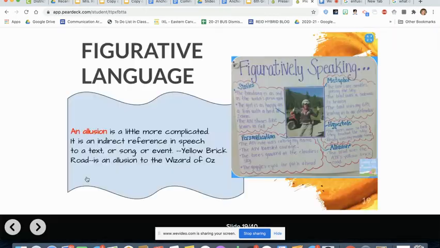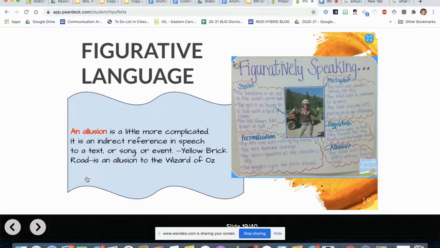The one that you may not know is an allusion. Now, allusions are a little more complicated because it's an indirect reference to something, an event, a text, a song. So in this one, you see that allusion says, the trail was the ATV's yellow brick road. Well, when we think of a yellow brick road, that's an allusion to the Wizard of Oz.